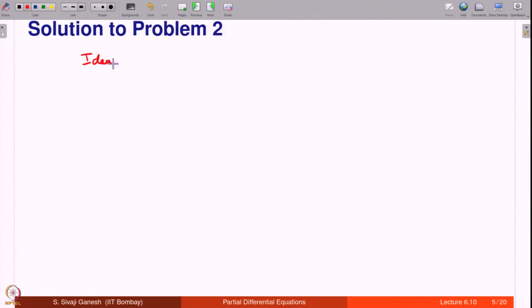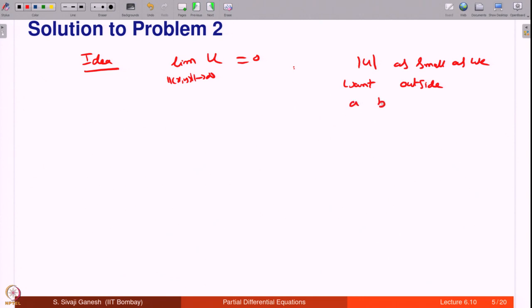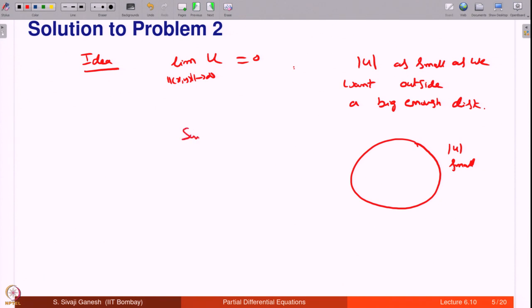So, what is the idea to solve this problem? We are given that the limit of u is 0 as (x, y) goes to infinity. So that means that one can make mod u as small as we want outside a big enough disk. That is, for example, this, and you can make mod u small here. So that will tell us that the supremum of u is meaningful because u is now bounded, and then that actually becomes the maximum of u inside this region, and that is when we plan to apply maximum principles and get the answer.